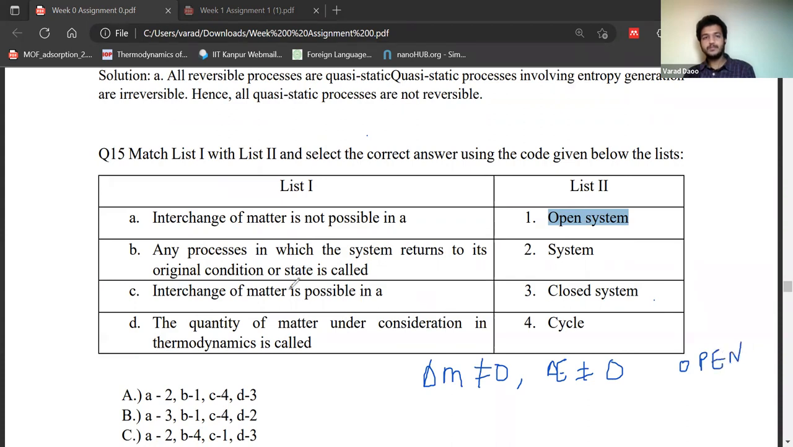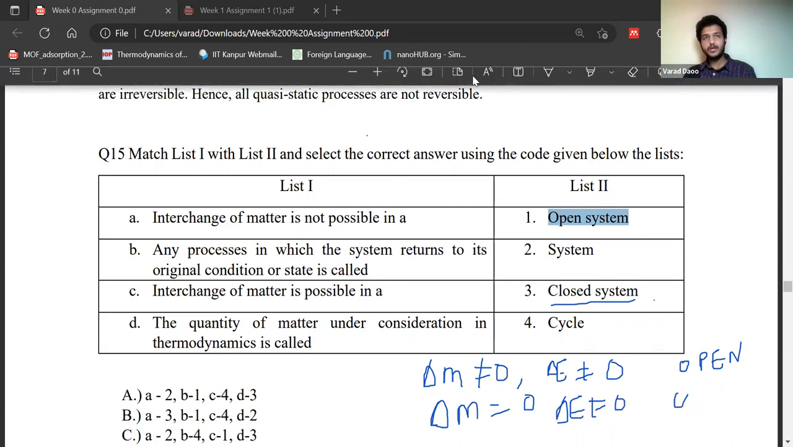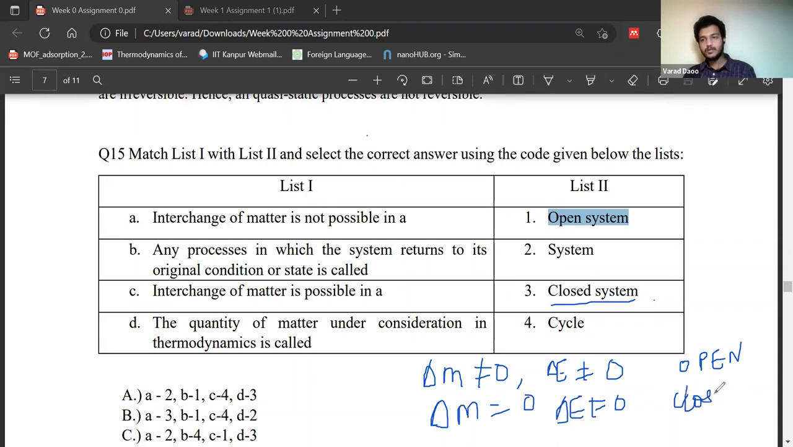Okay. Then let us go to closed system. So closed system, change in mass is equal to 0, change in energy not equal to 0. Okay. This is a closed system. Closed. Then what is a cyclic process?